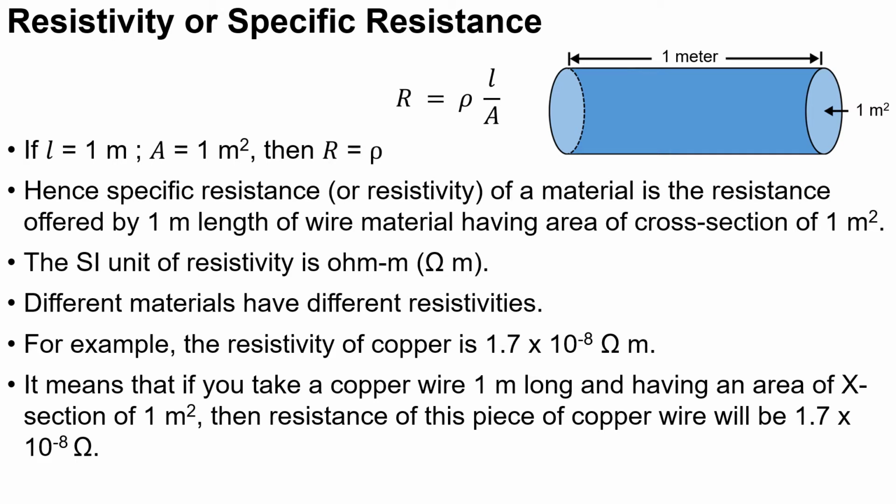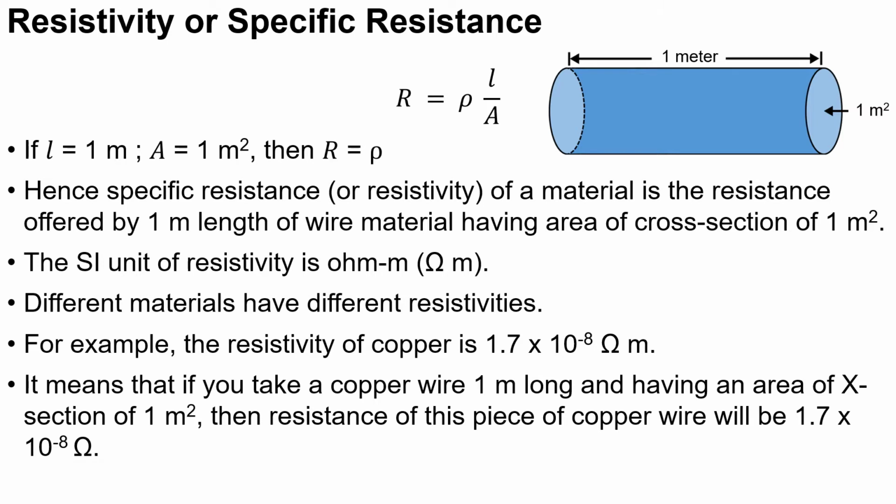Resistivity, or specific resistance. R equals rho L by A. If L equals 1 meter, A equals 1 meter square, then R equals rho. Hence, specific resistance of a material is the resistance offered by 1 meter length of wire material, having area of cross-section of 1 meter square. The SI unit of resistivity is ohm meter.